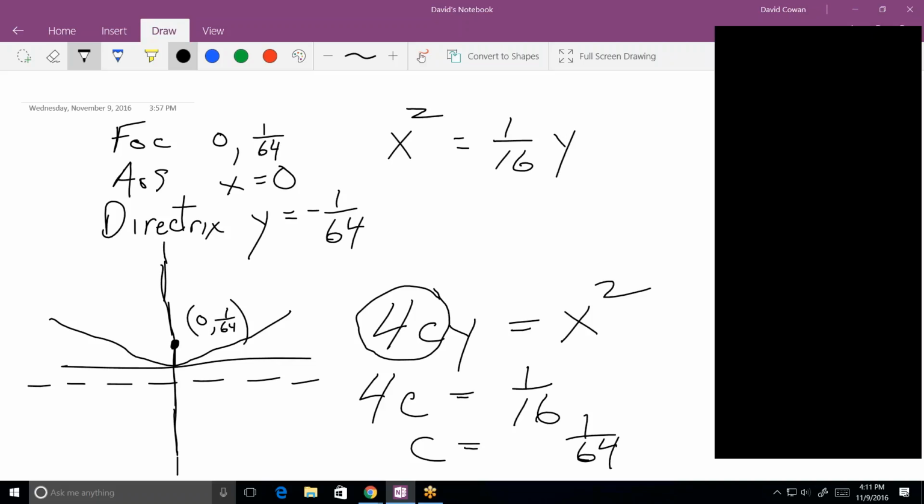In other words, horizontal lines are always y equals some number. Vertical lines are always x equals some number. So this actually was relatively straightforward. We just had to set that coefficient equal to 4c. All right. What else do you got?